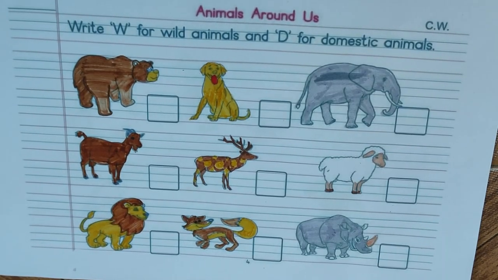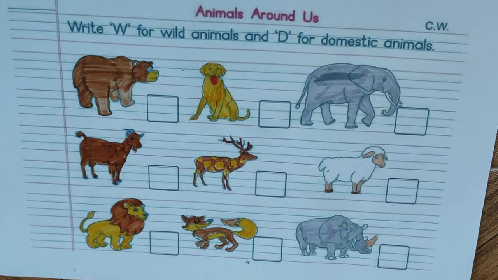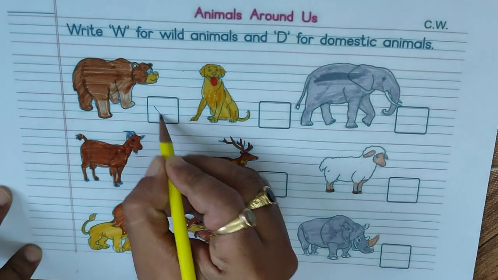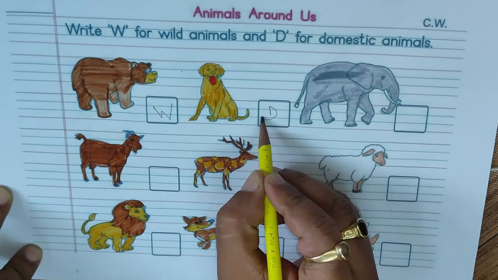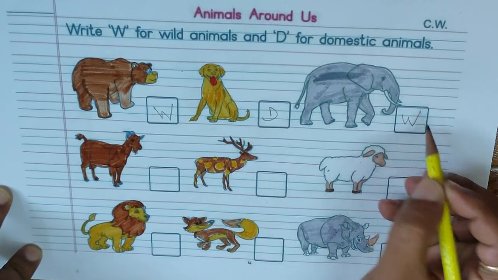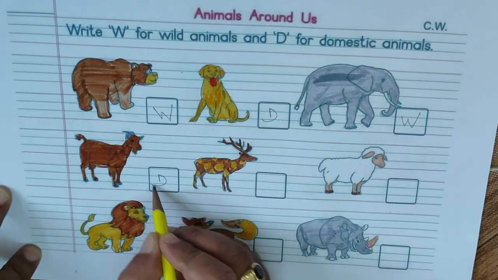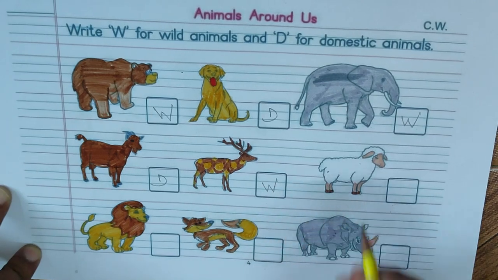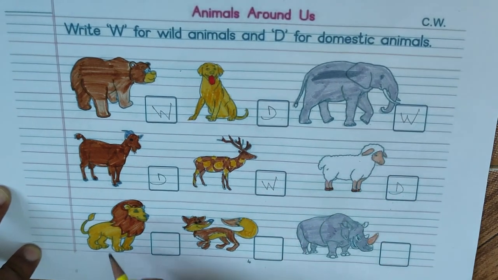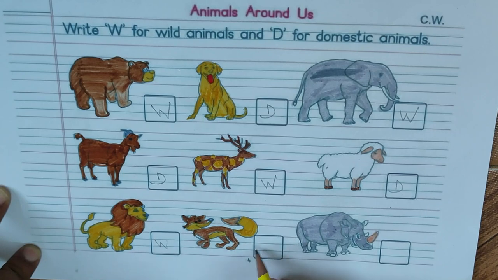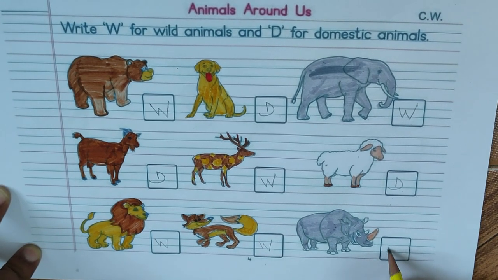Next, write W for wild animals and D for domestic animals. So, what are these wild animals? Bear, wild. Dog, domestic. Elephant, wild. Goat, domestic. Deer, wild. Sheep, domestic. Lion, wild. Fox, wild. Rhinoceros, wild.